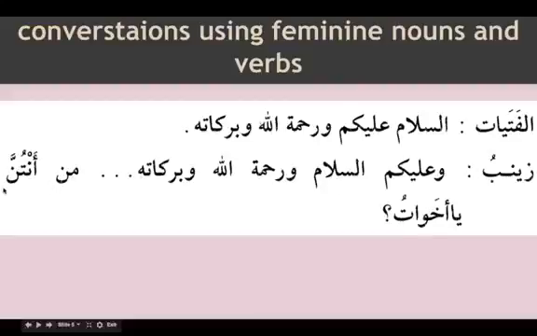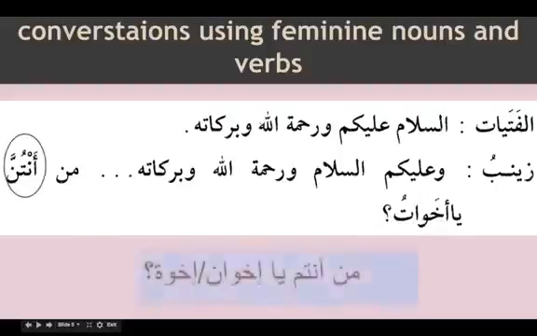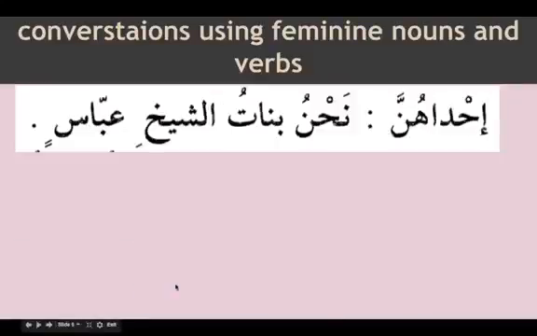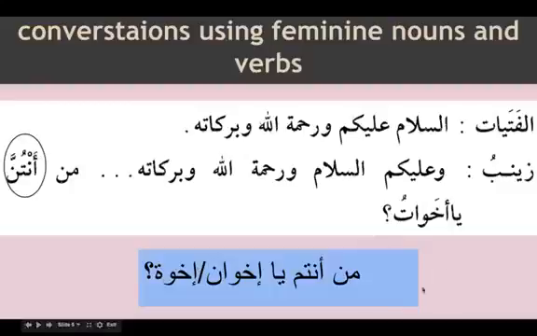Man antunna: antunna is feminine. In front of you, all females, she says man antunna, who are you? Ya akhawatu, oh sisters. Akhawatu is plural of ukht. If it was masculine, we would say man antum ya ikhwanu or ya ikhwatu. If it is feminine, say man antunna.